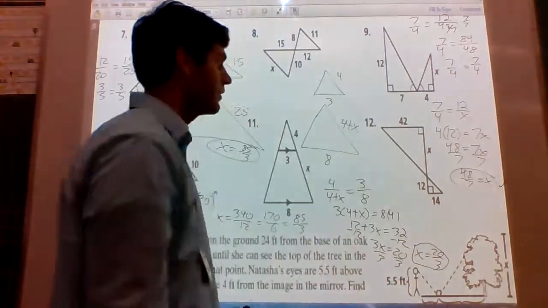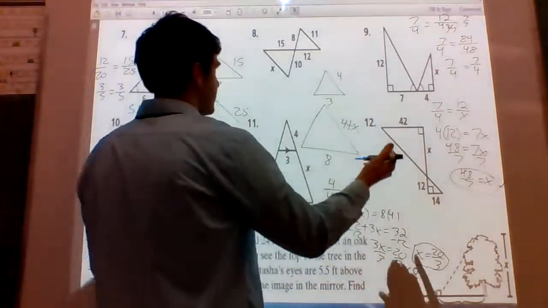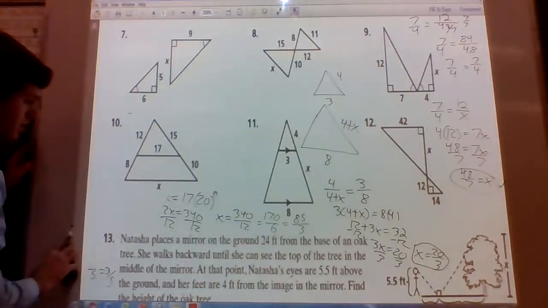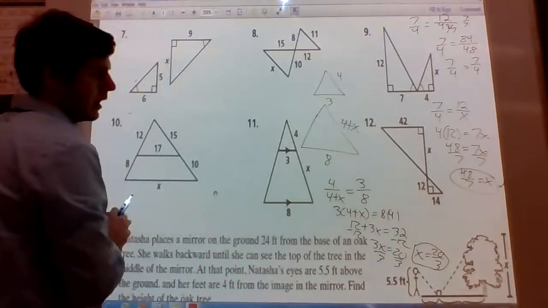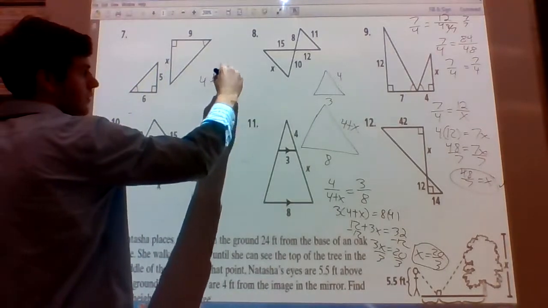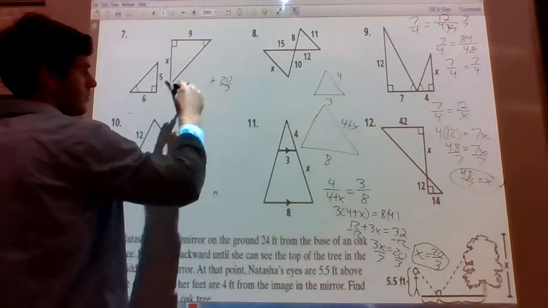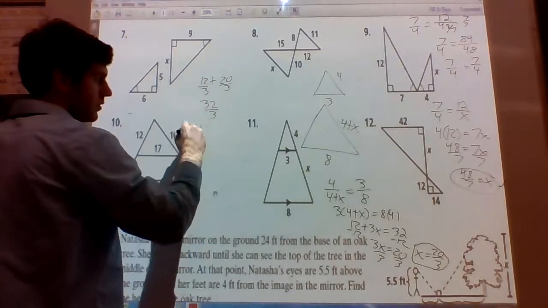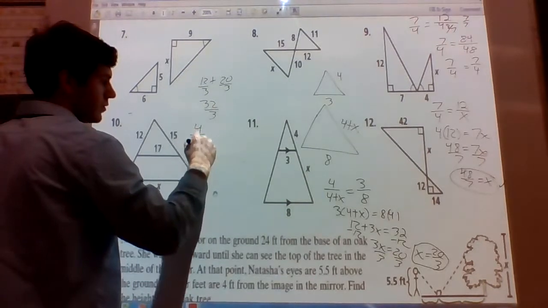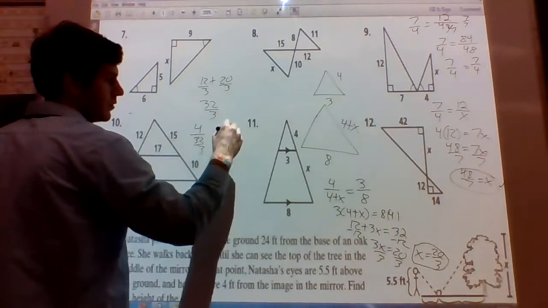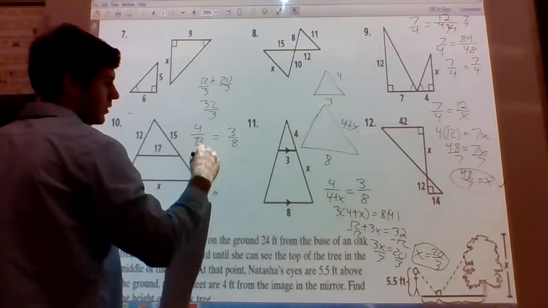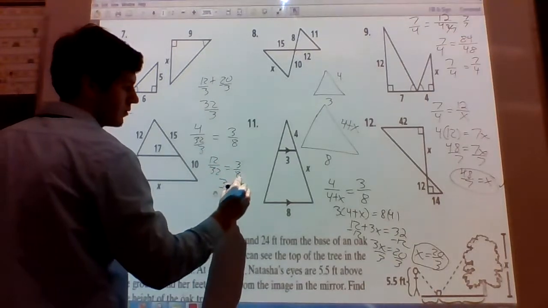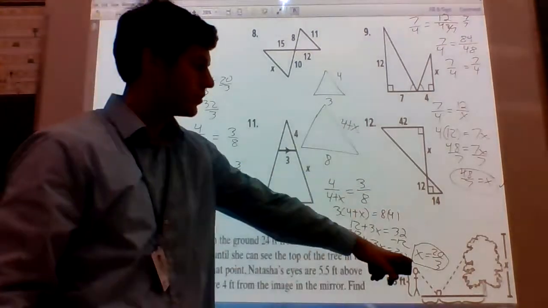If we want to check it, let's check it real quick. Let me erase all this. 4 plus 20 over 3. That's 12 over 3, so that's 32 over 3. So 4 over 32 over 3 should equal 3 over 8. That's 12 over 32. Divide by 4, 3/8 equals 3/8. Yes. So we know the answer is 20 over 3.